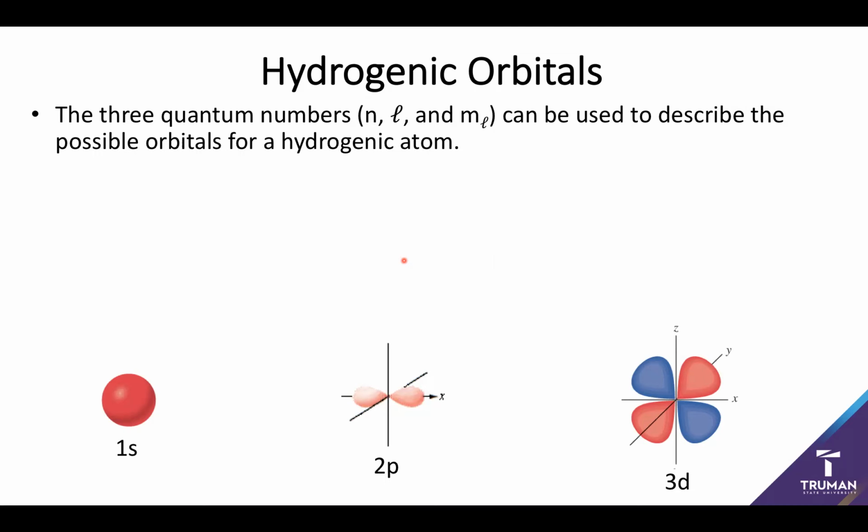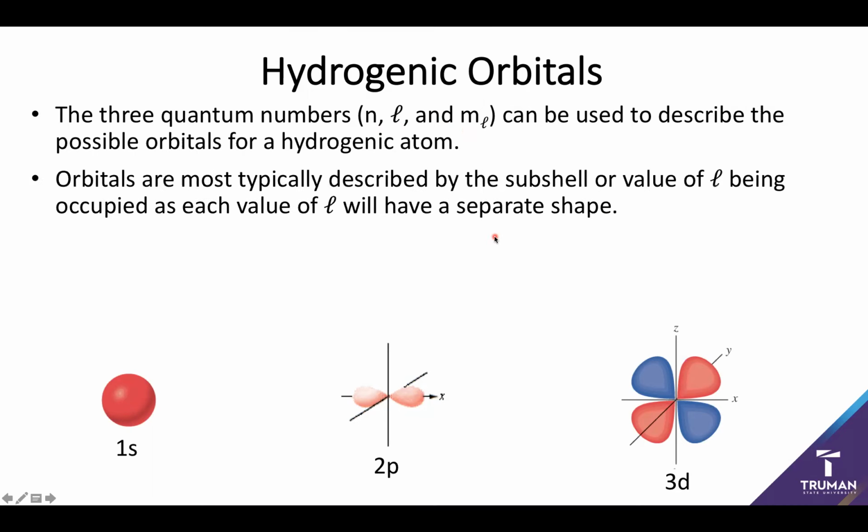Now, we have our three principal numbers: n, which helps denote energy and size; L, which helps denote shape; and m sub L, which denotes direction. Most of the time, we're going to break apart our descriptions of orbitals based on which subshell they occupy. So again, what L they have, because this dominates shape, and shape will dominate a lot of our behavior.